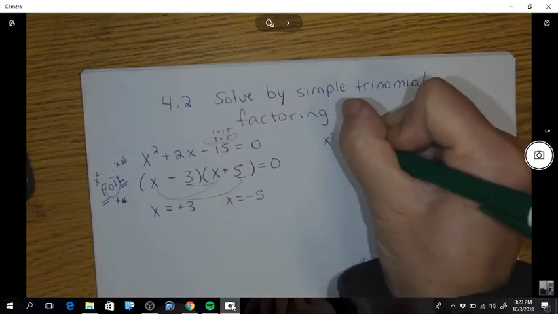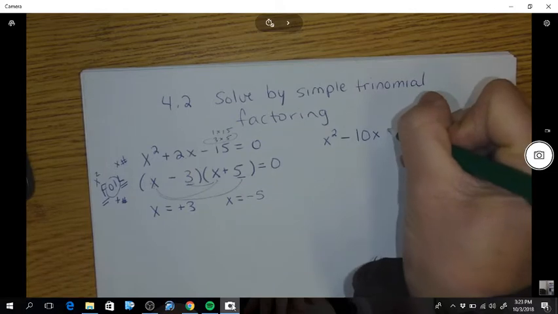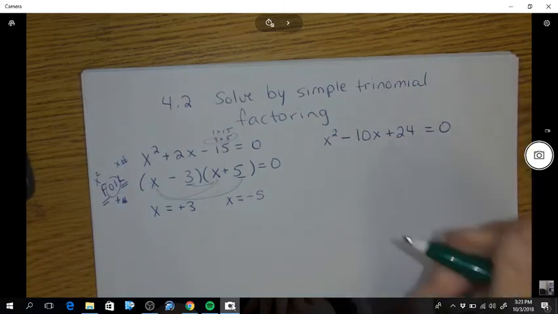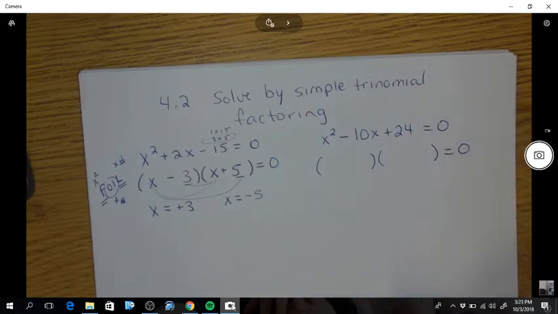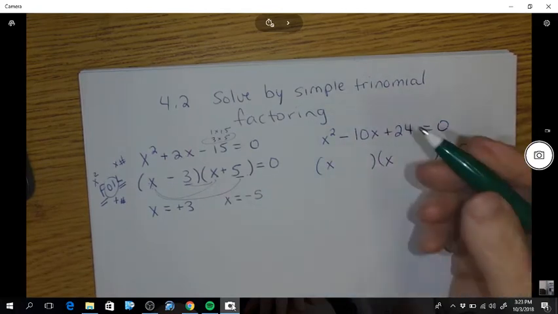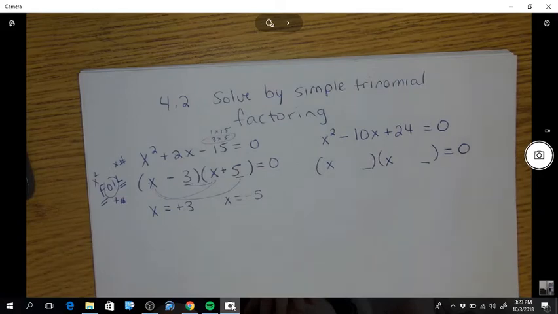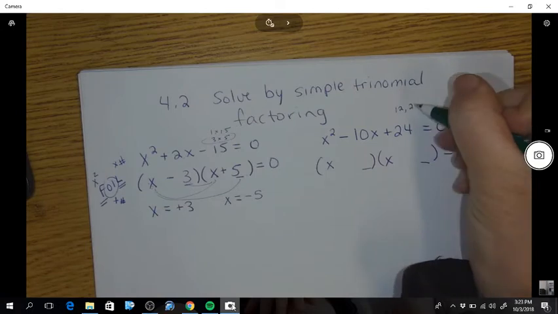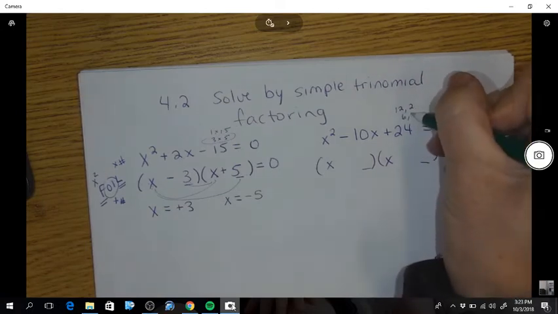Okay, one more example. x squared minus 10x plus 24 equals 0. Two factors, I want them to multiply to 0. I can see x, x. Now these multiply to 24 and need to make a 10. So I'm kind of stuck here because I'm thinking 12 and 2 do that, and so do 6 and 4.